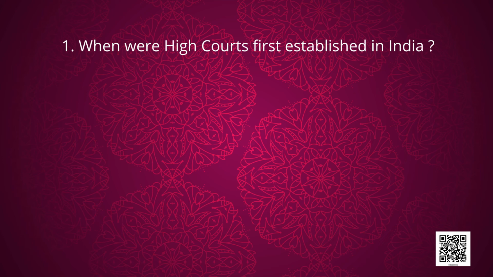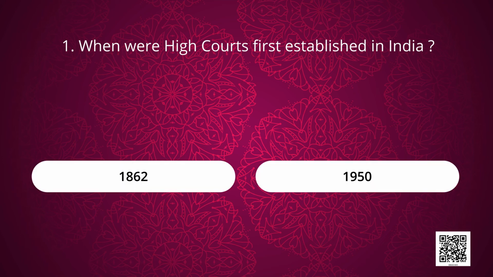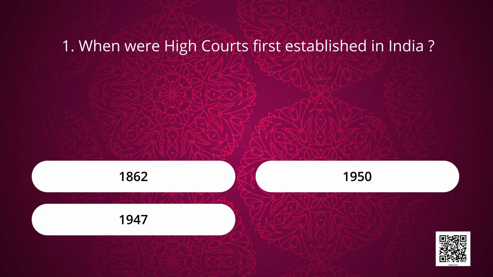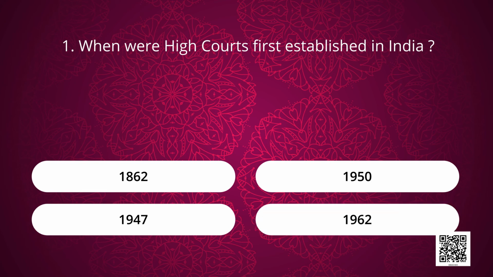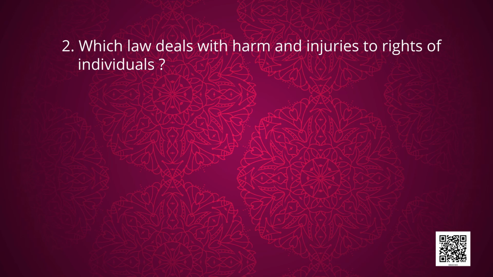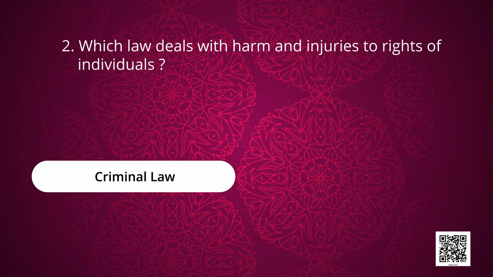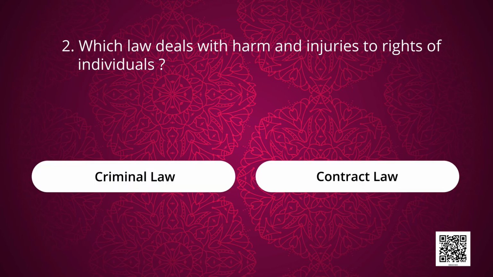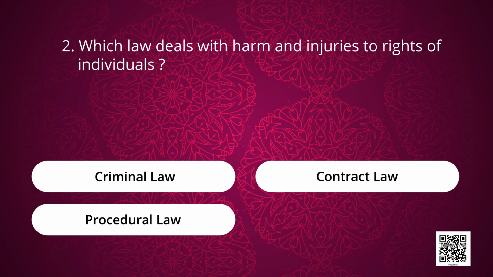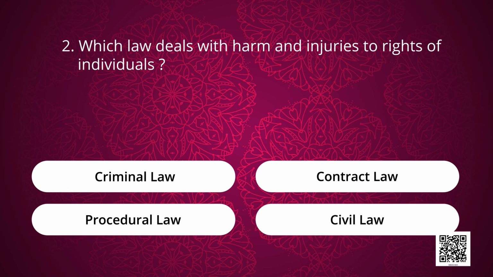And your options are 1862, 1950, 1947 or 1962. And the correct option is yes, 1862. Now the next question is, which law deals with harm and injury to rights of individuals? And your options are criminal law, contract law, procedural law or civil law? And the correct option is civil law.